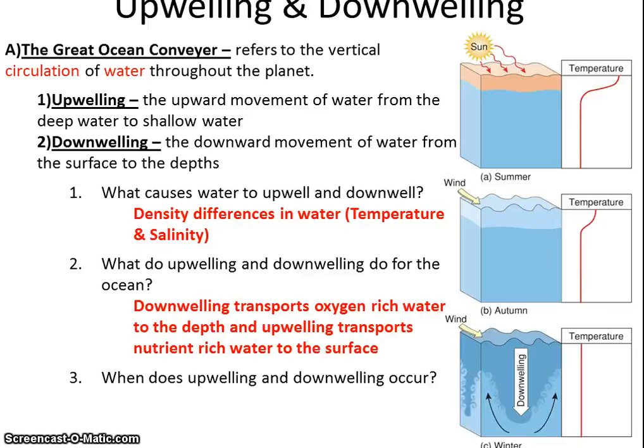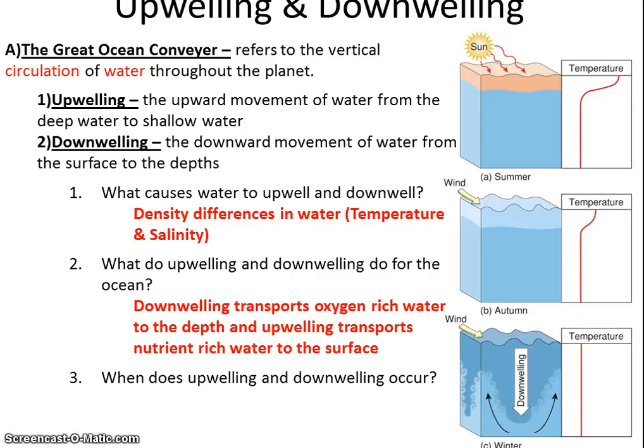Upwelling and downwelling, caused by density differences, temperature and salinity. Cold, salty water is more dense and sinks. Warm, fresh water is less dense and rises. Why do we care about that? Because that sinking brings oxygen down to the depths, and that rising brings nutrients up towards the surface.